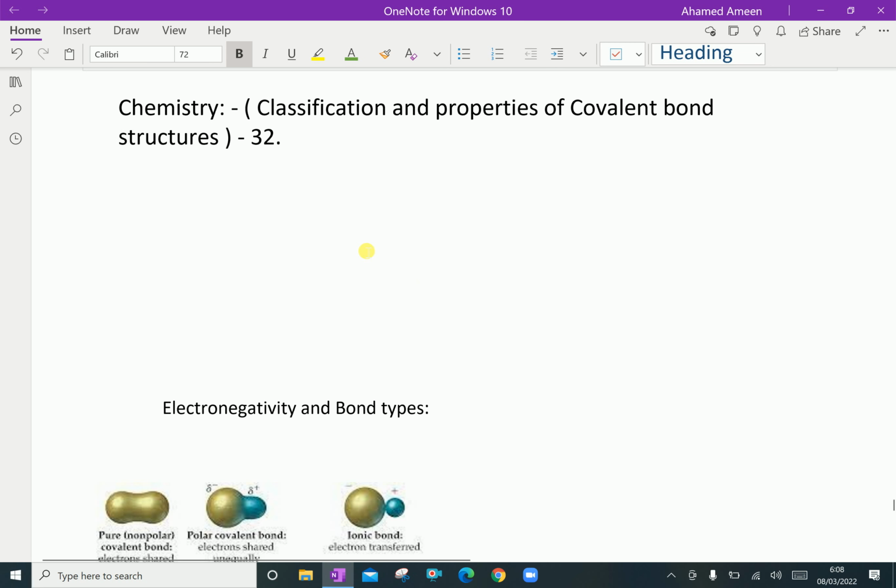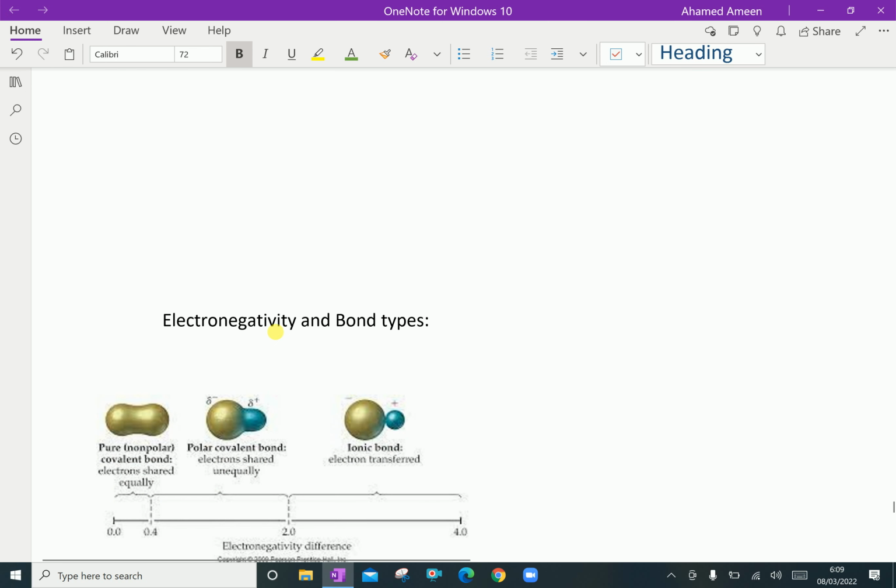Welcome to aminacademy.com. In chemistry, let us discuss the classification and properties of covalent bond structure. Here, first for that, electronegativity and bond types.